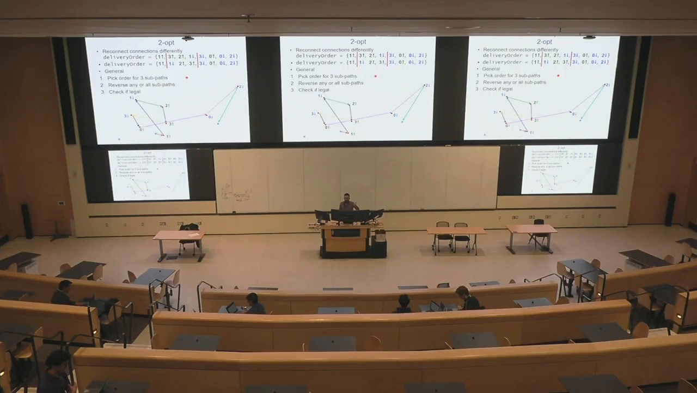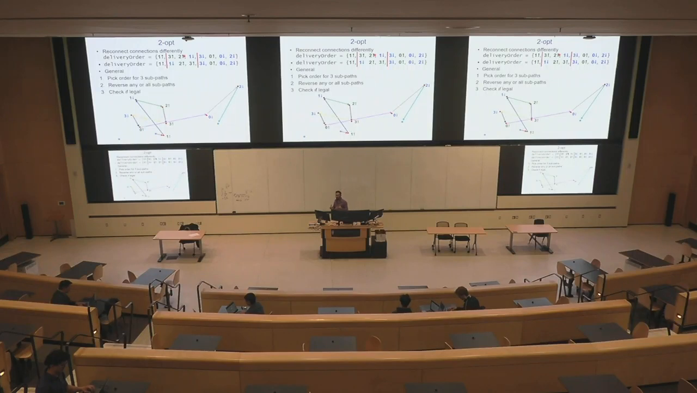One, pick the order of the 3 sub-paths, or the 3 pieces that you want to control. Now you can keep them as is, or modify the order in any way or shape you want. Two, reverse any or all of the sub-paths. You can reverse all of them as well. It's one of the combinations that you can try. And three, check if it's legal.